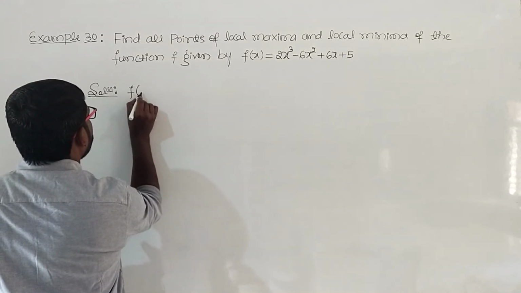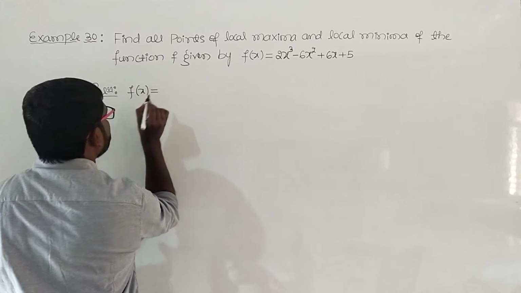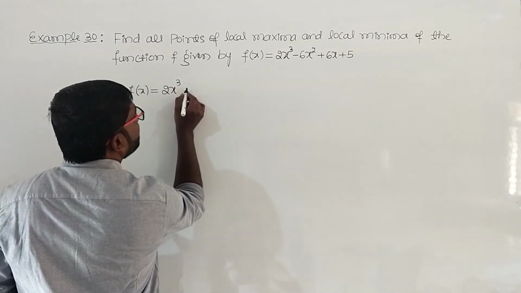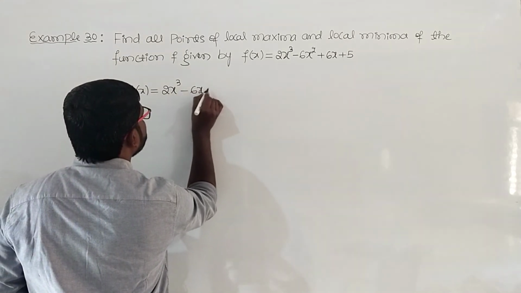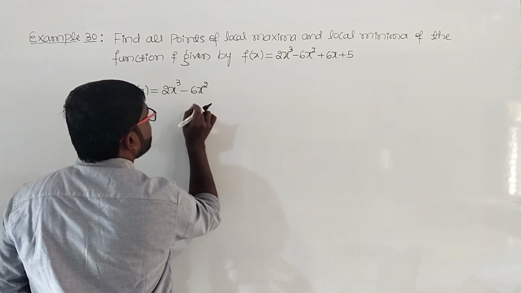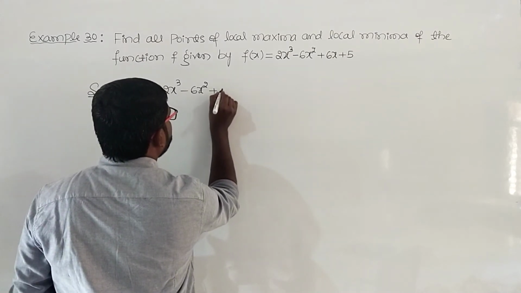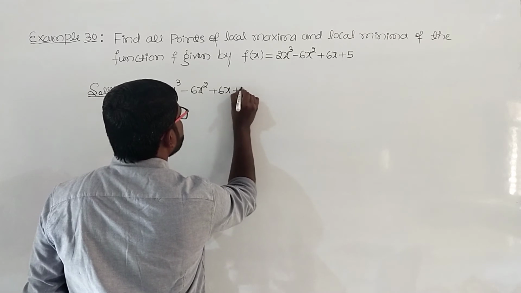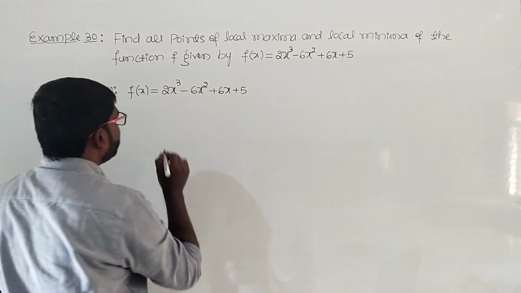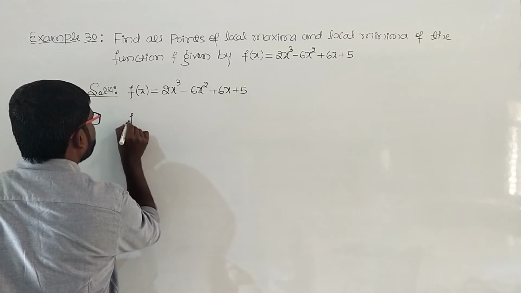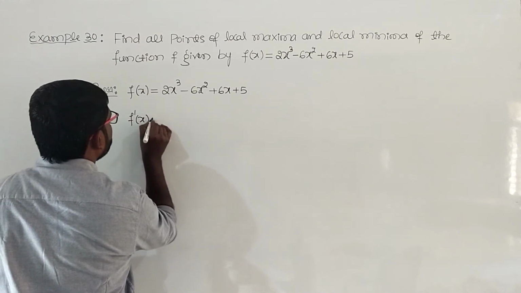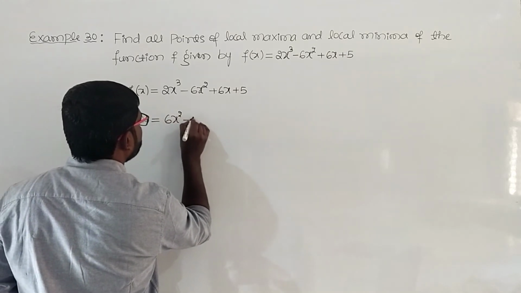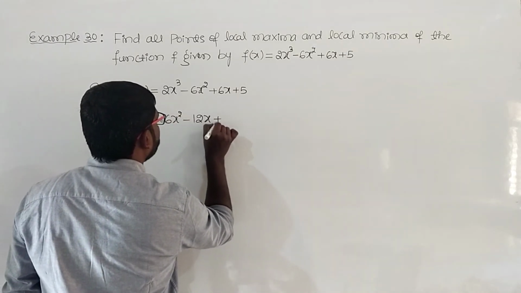So let me write the given function. f of x equals 2x cube minus 6x square plus 6x plus 5. So now let us go for taking the derivative. f dash of x equals 6x square minus 12x plus 6.